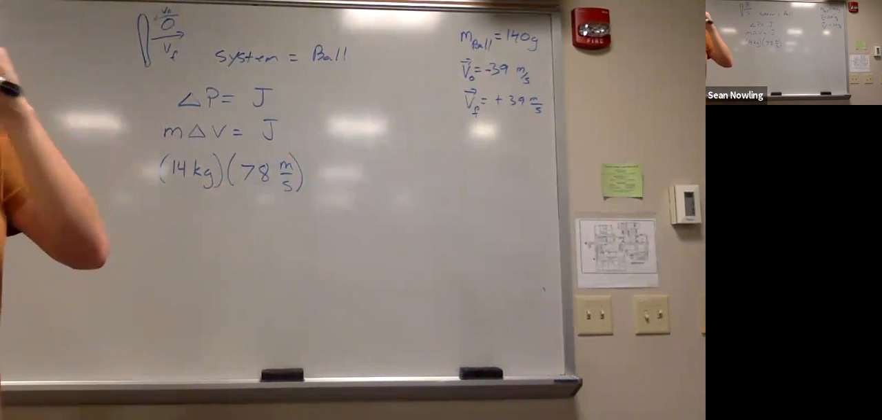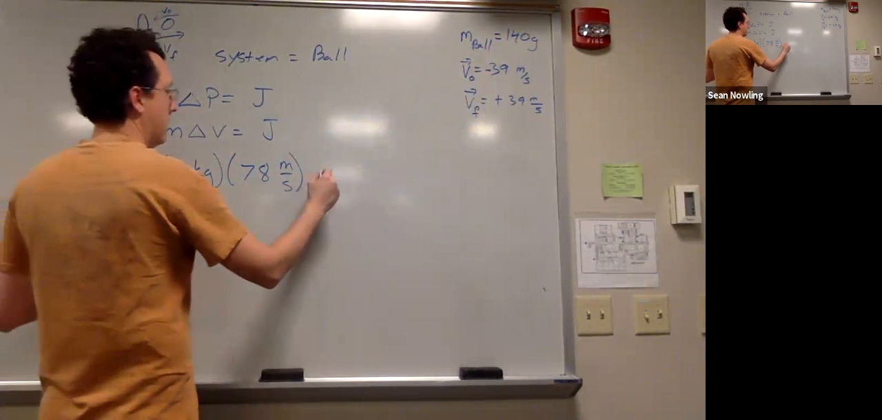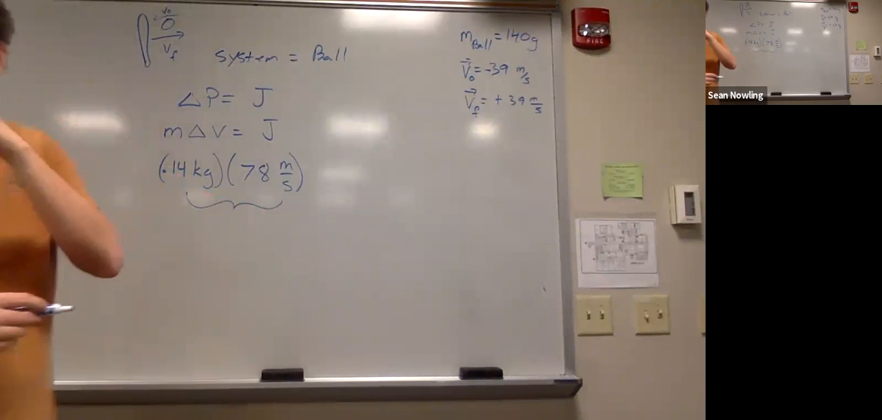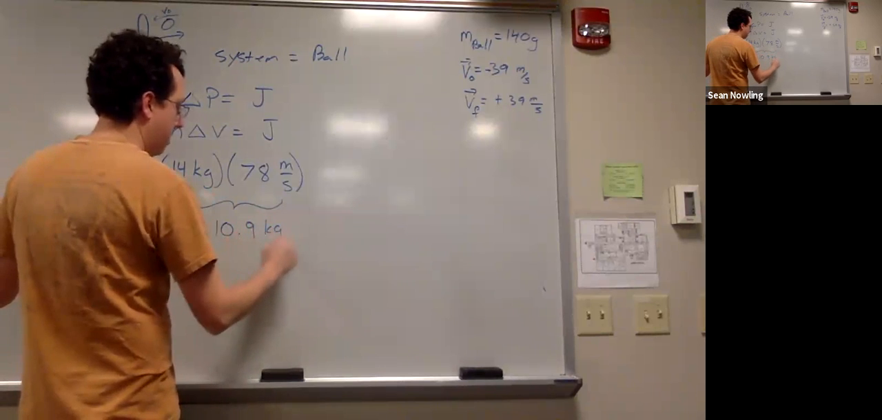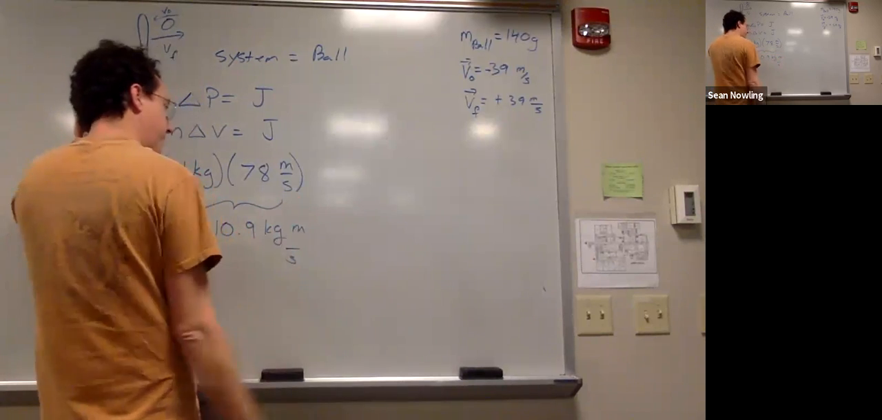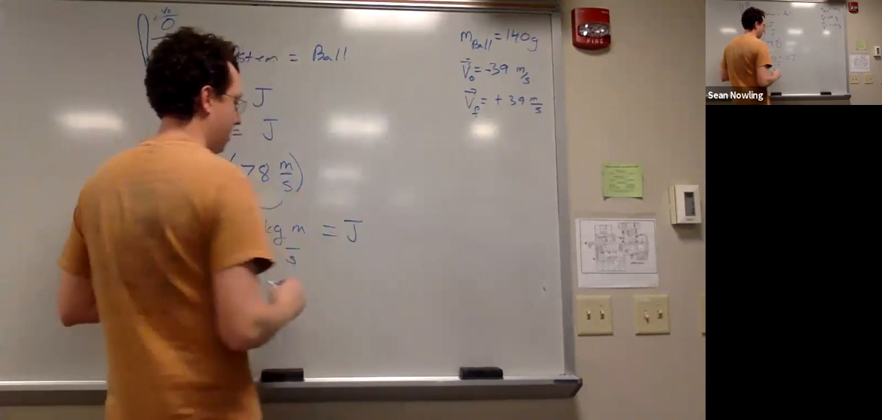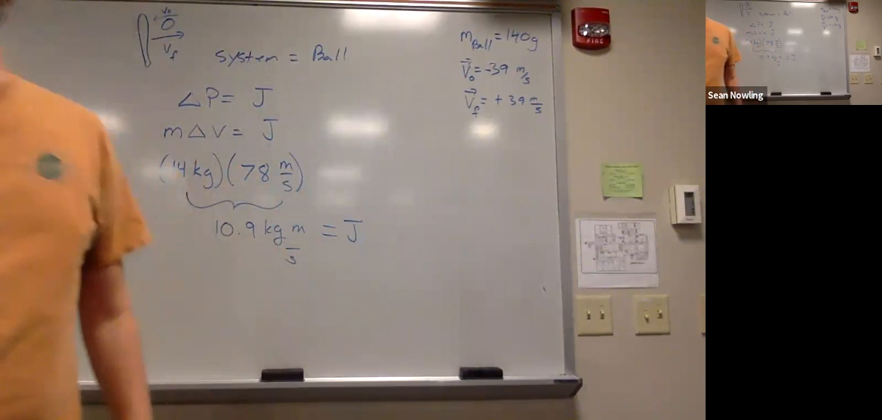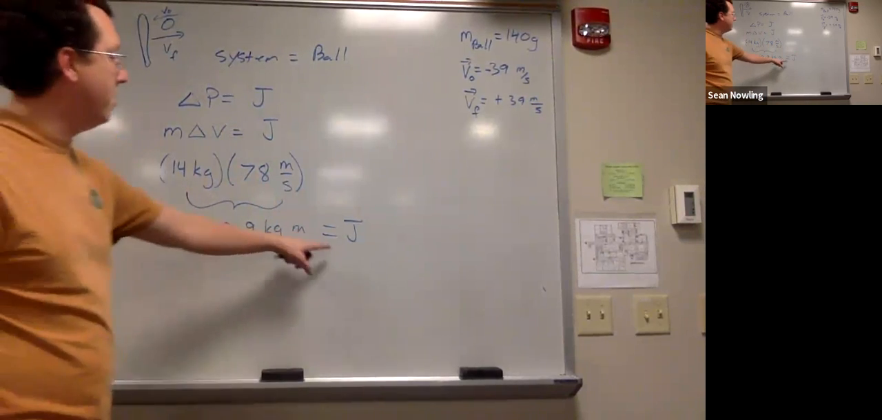And if you're doing the arithmetic, which you all should be doing, we learned that it is 10.9 kilogram meters per second. That's the impulse, J, on the ball coming from the bat. Okay? So that's pretty good. So that gives us the impulse.